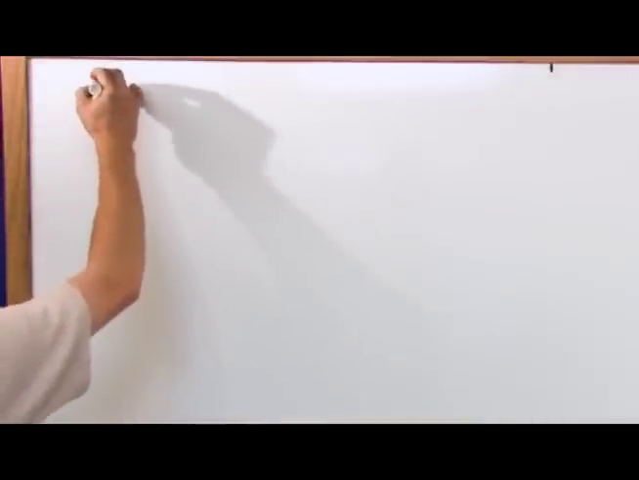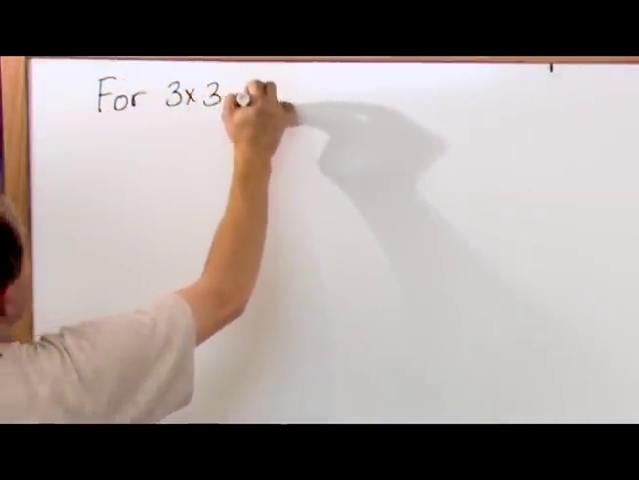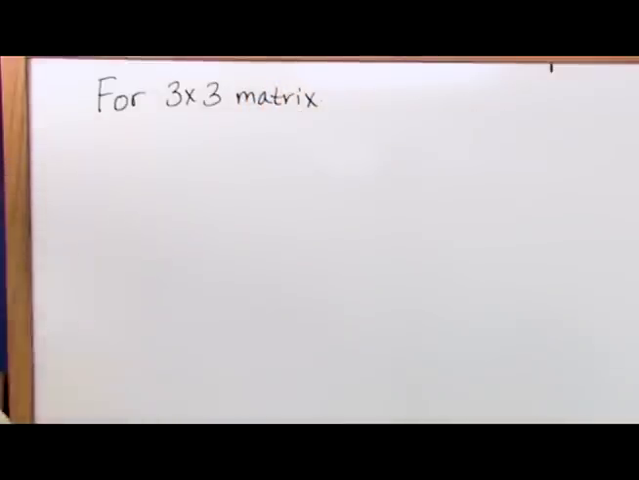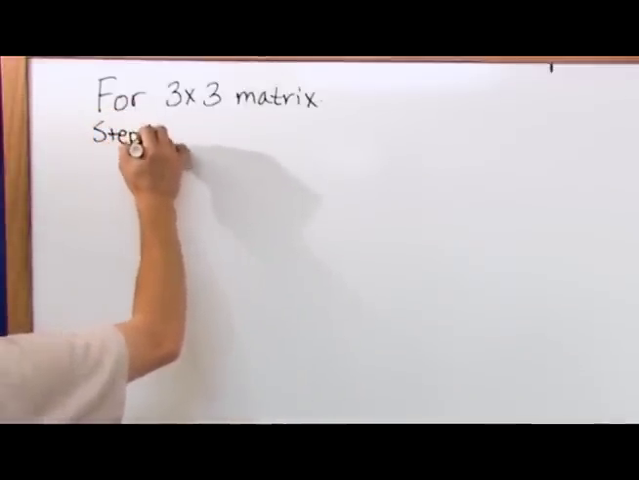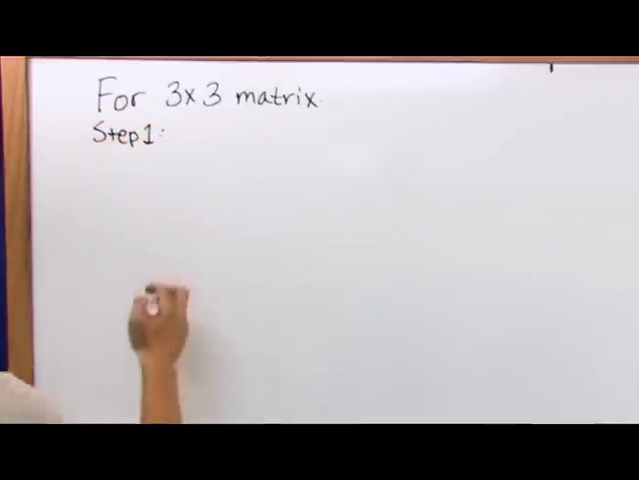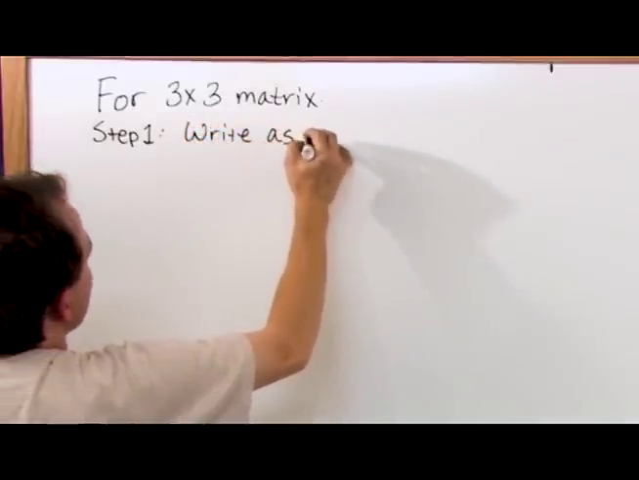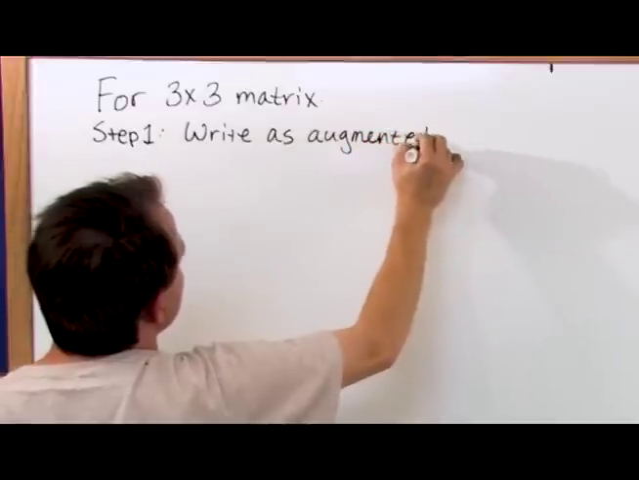Okay, now for a 3 by 3 matrix, finding the inverse is a little more complicated, but it's doable. It's just more complicated. So step 1, okay, you write it as an augmented matrix.